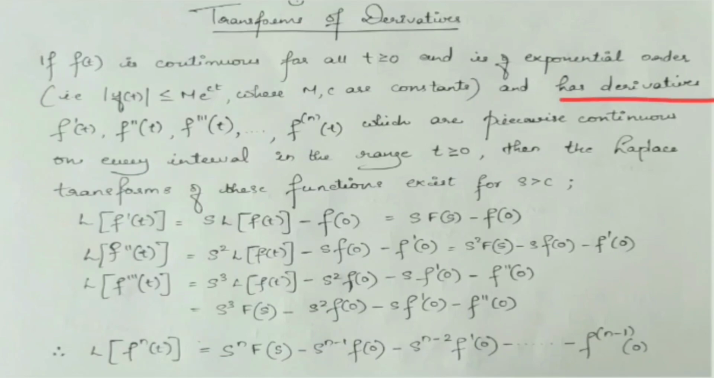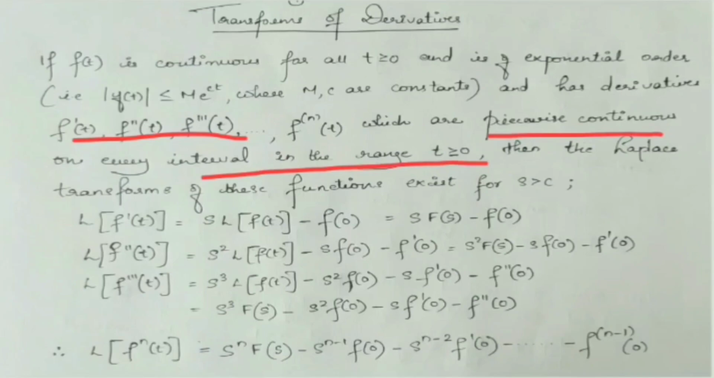And if such a function has derivatives such as f dash of t, f double dash of t, f triple dash of t up to f n of t, which are piecewise continuous. Why piecewise continuous? This is a mandatory condition for the Laplace transforms to exist. Only if the function is piecewise continuous, we can take the Laplace transform of that particular function. So these derivatives must be piecewise continuous on every interval in the range t greater than or equal to 0. Then we can say that Laplace transforms exist. So let's see how we can take the Laplace transforms of the derivatives.